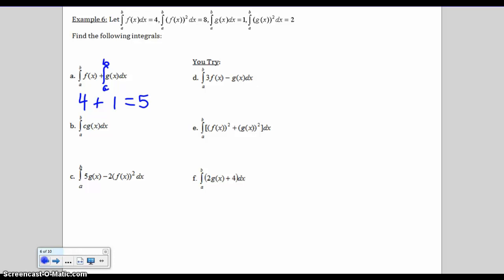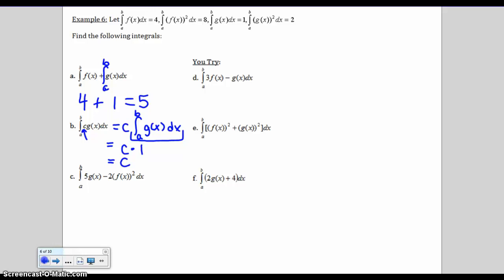In b, we've got a constant right here in front of the function. Pull the constant out. Put it in front of the integral. So we know that the integral of g of x dx is 1, because they told us that. So this is just c times 1. So this is just c.